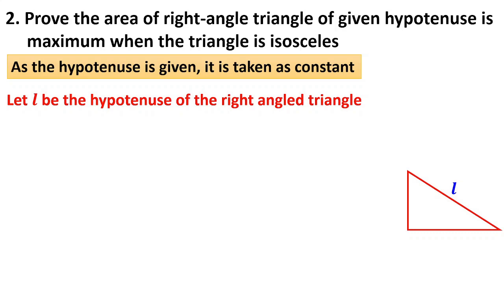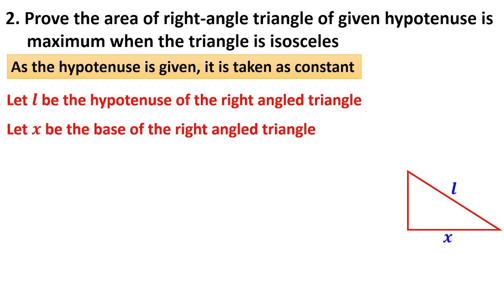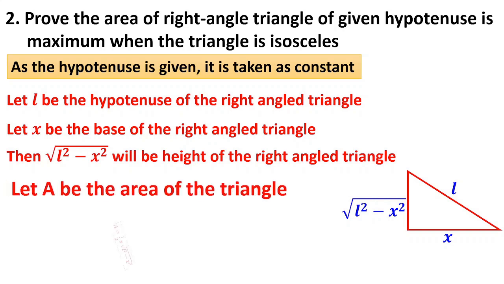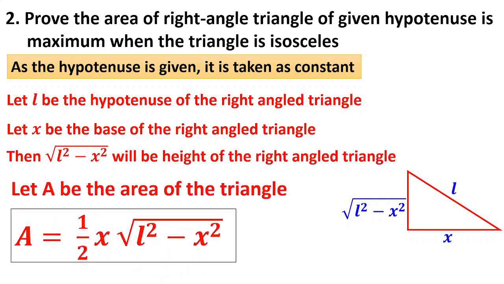And I will take the base and the height now to get the area. Let me call x the base, and by using the Pythagoras theorem, root of L square minus x square will be the height. Now I have expressed both altitude and base in terms of x only, where L is a constant. Now what will be the area? Area is half into base into height. Therefore, it is x into root of L square minus x square, multiplied by 1 by 2.